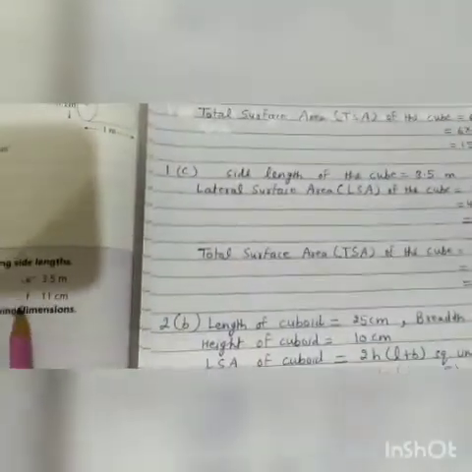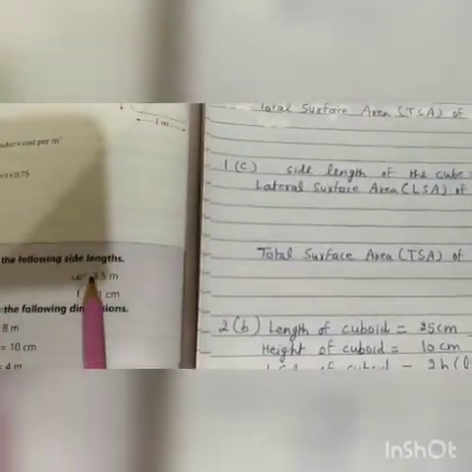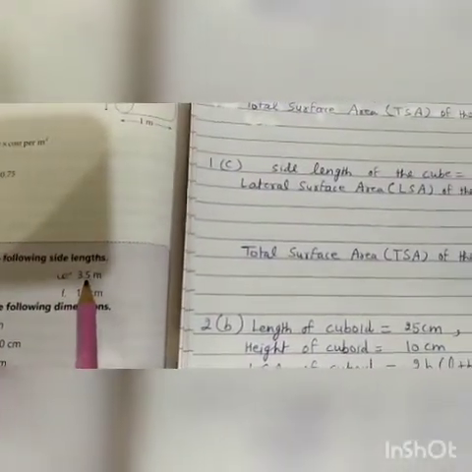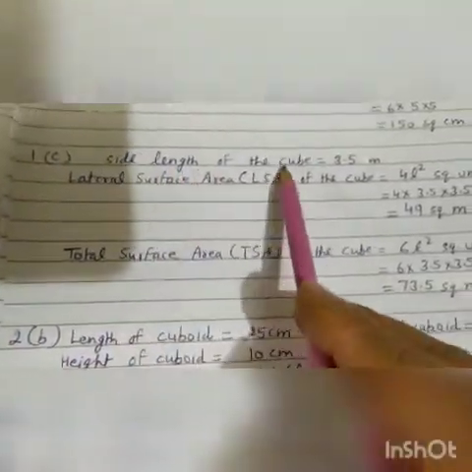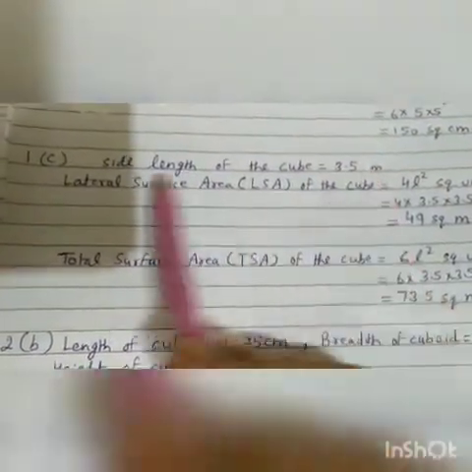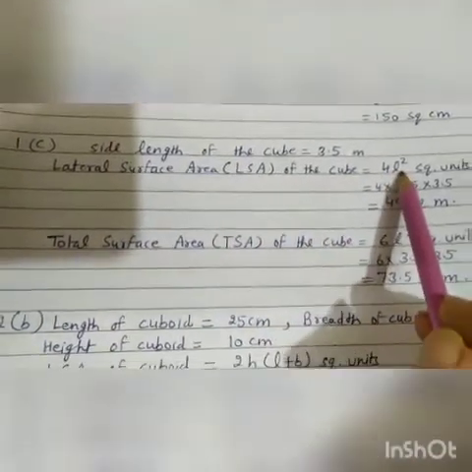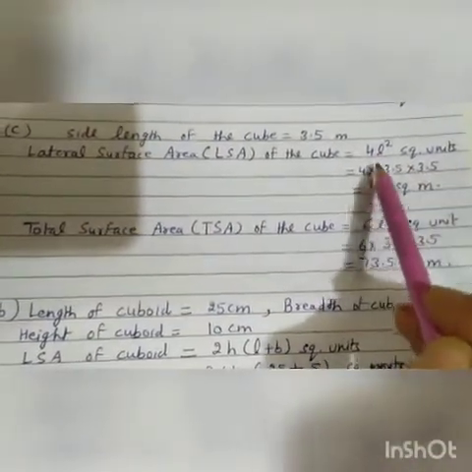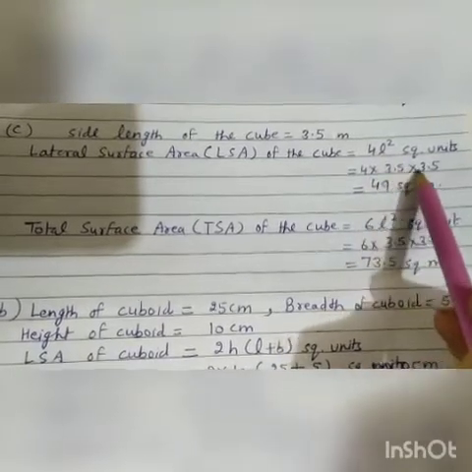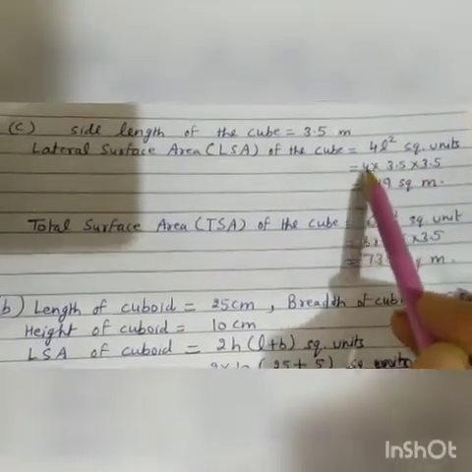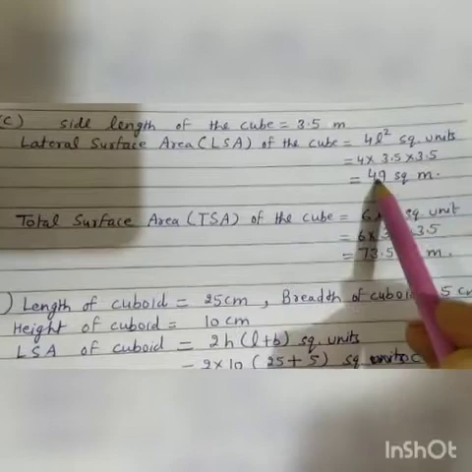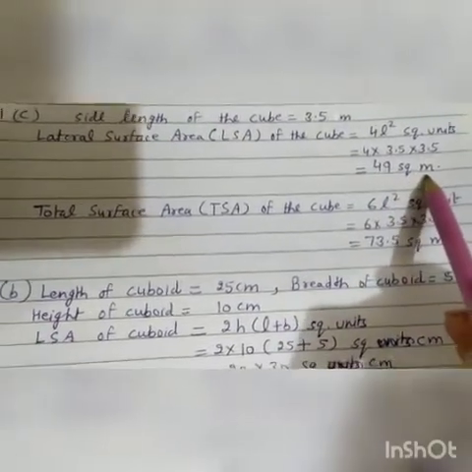Now it's the C part. In C part, side length of a cube is given 3.5 meter. Side length of the cube is 3.5 meter. Lateral surface area of the cube is 4L square. Units, so 4 into 3.5 multiply 3.5. When we multiply these three numbers, we get 49 square meter.